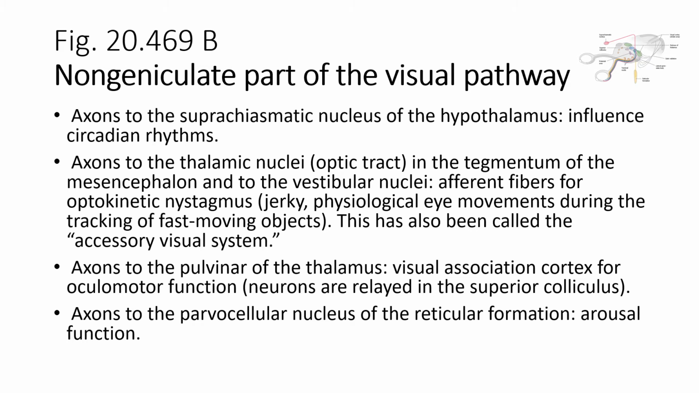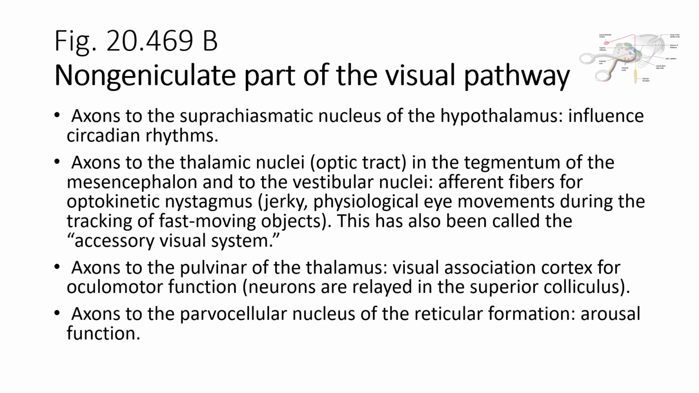Optokinetic, so op telling us eyes or vision, kinetic being movement, and then nystagmus is that jerky physiological eye movement, or that kind of wiggle waggle to the eyes during tracking of fast moving objects. This has been called the accessory visual system.